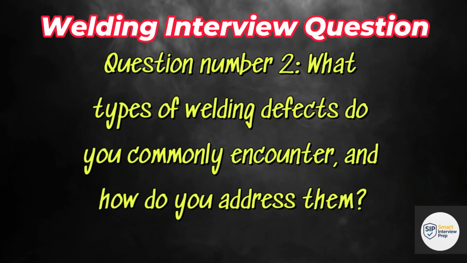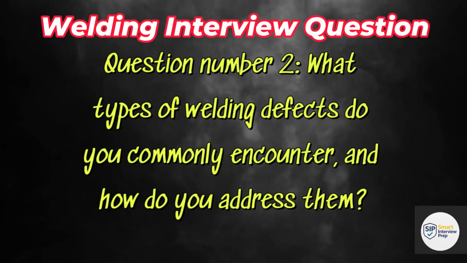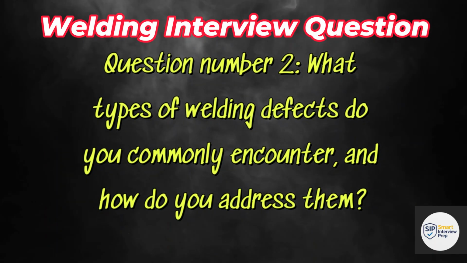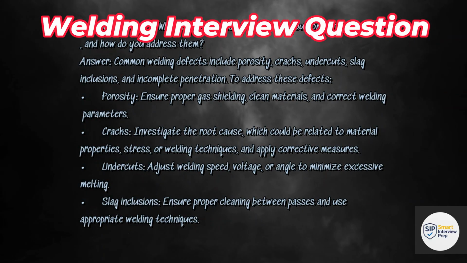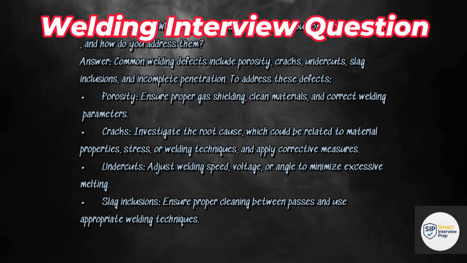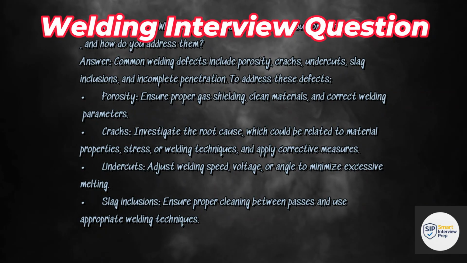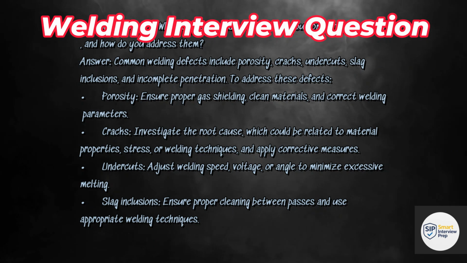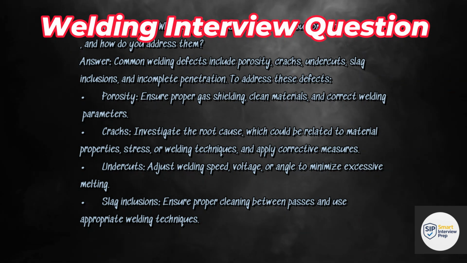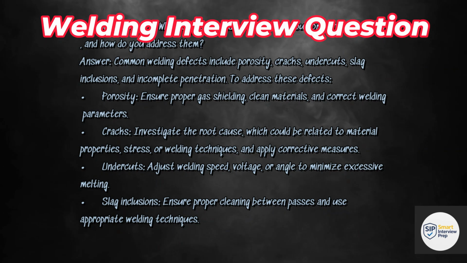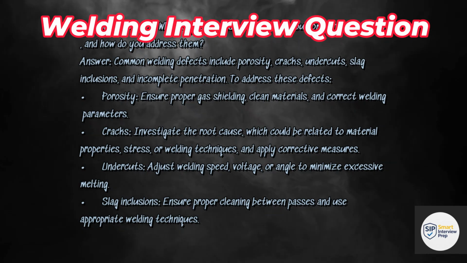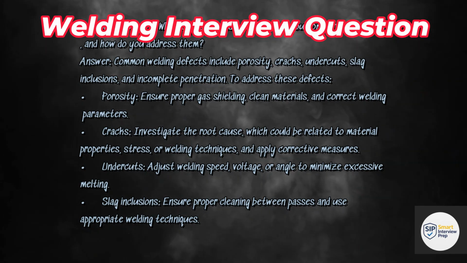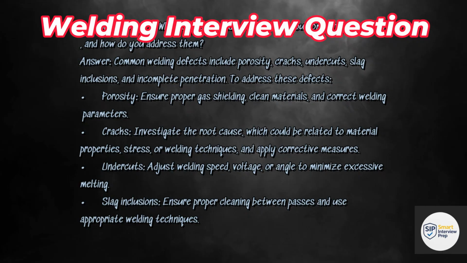Question number 2. What types of welding defects do you commonly encounter, and how do you address them? Answer. Common welding defects include porosity, cracks, undercuts, slag inclusions, and incomplete penetration. To address these defects: porosity, ensure proper gas shielding, clean materials, and correct welding parameters. Cracks, investigate the root cause, which could be related to material properties, stress, or welding techniques, and apply corrective measures.